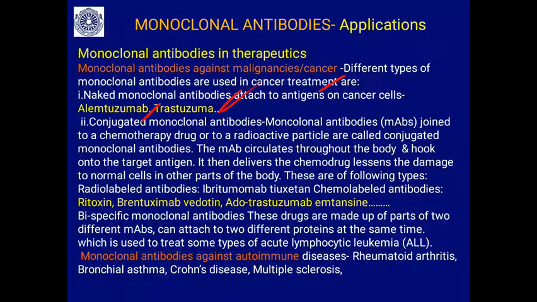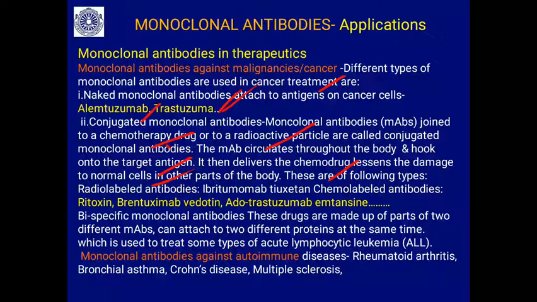Then the conjugated monoclonal antibodies. Conjugated means, and this is popular now, monoclonal antibodies joined with chemotherapeutic agents or drugs or radioactive particles in radiotherapy. These monoclonal antibodies circulate throughout the body and hook into the target antigen, the antigen very specifically expressed by the cancer cells, and deliver the chemo drug to those particular cancer cells. Thereby the damage to normal cells is minimized.